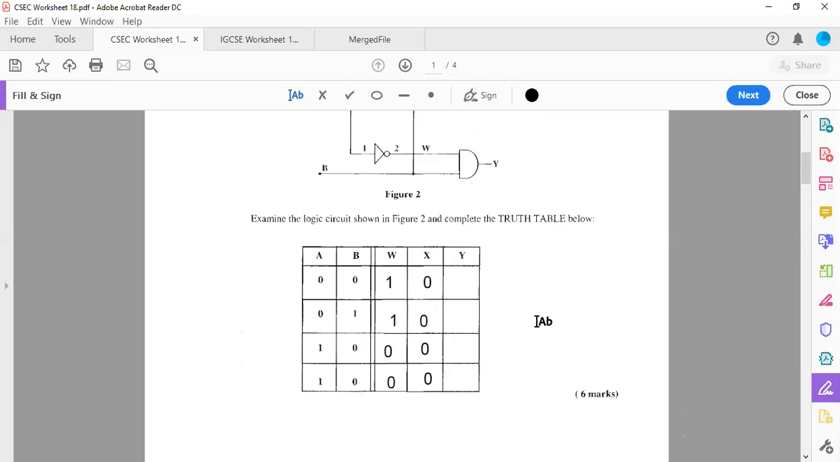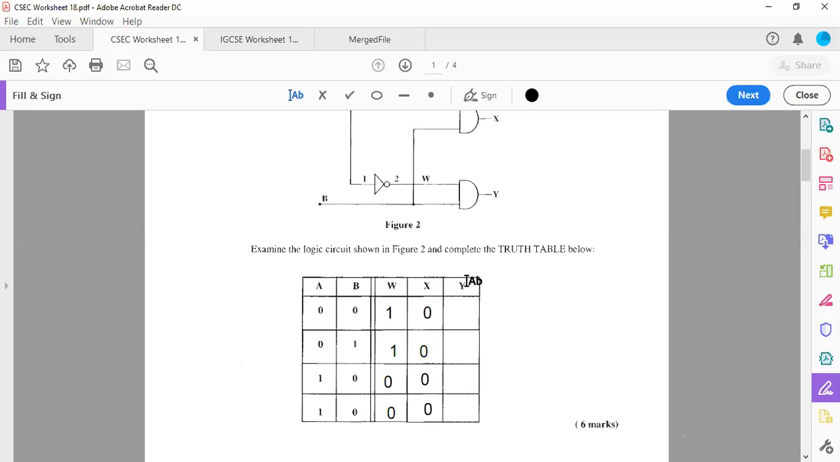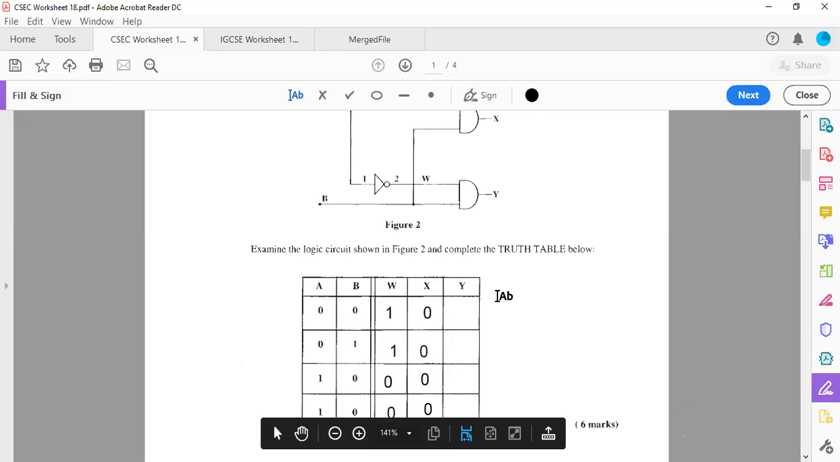Because in the AND gate, you would need the two inputs to be 1 in order for the output to be 1. Okay? Everybody okay with solving for W and X so far? Everyone okay with W and X so far? Good. Nice. So we're moving on to Y now.